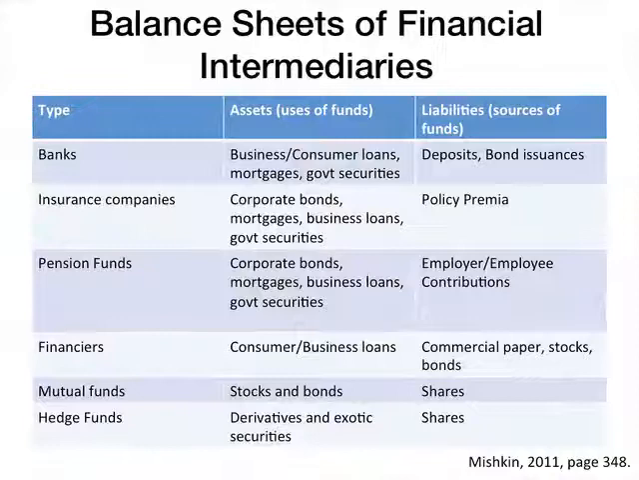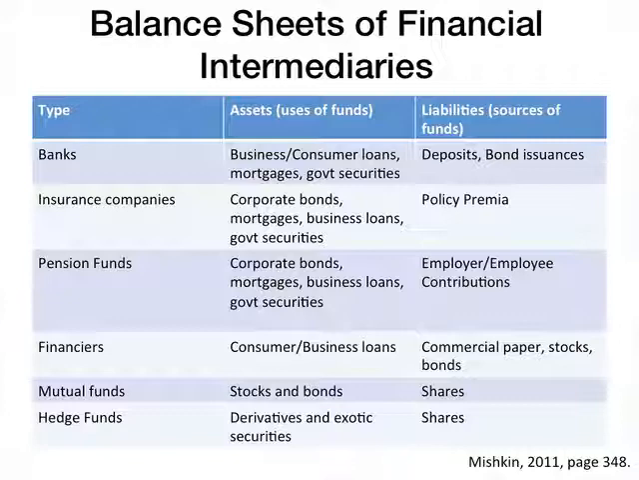Financial intermediaries, which we pretend are banks, but really this is an enormously complicated area. This is like pension funds, insurance funds, financiers, shadow banking, mutual funds, hedge funds. This is the global financial industry. Even in Ireland, it is 10 times the size of our economy. The assets held by the IFSC are almost €1 trillion.